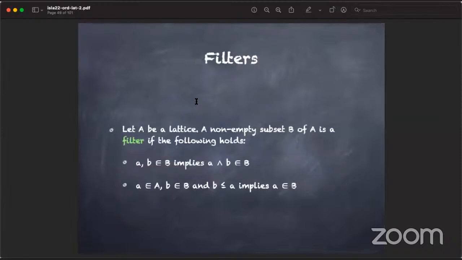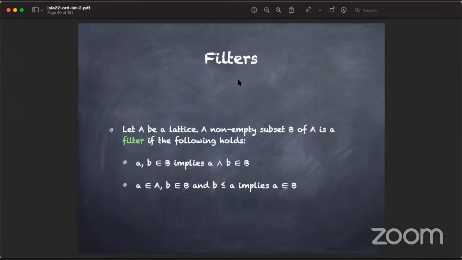Now we go into the dual concept, filters. Why am I doing this now? Because it's just a dual concept of ideals. As I said, ideals play an important role in algebra, whereas filters play an important role in logic and topology. In what we will cover today and beyond, filters will play an important role. So a filter is nothing but the dual concept.